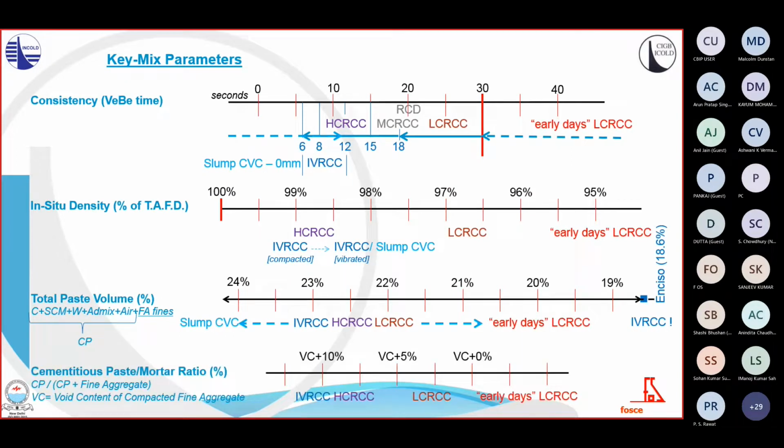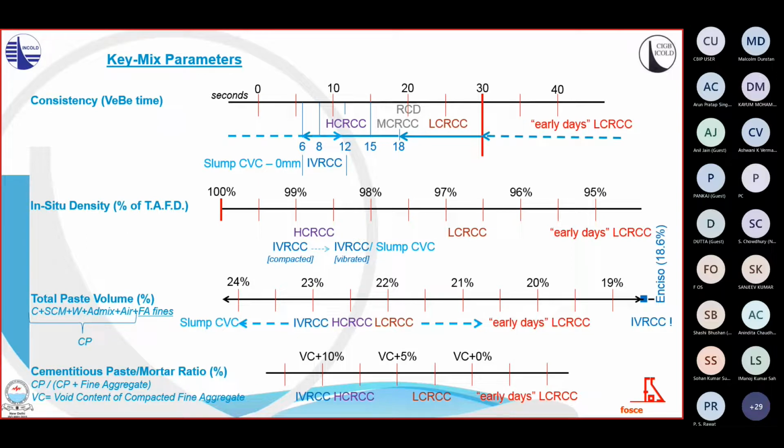Going back to that slide, there is an additional important parameter that relates the volume of paste with the void content of the compacted fine aggregate. Since early times and for high cementitious RCC mixes, it was found that the amount of cementitious paste should not just fill the voids left by the compacted fine aggregate in the concrete matrix, but also provide enough paste to achieve a wet paste surface during compaction.